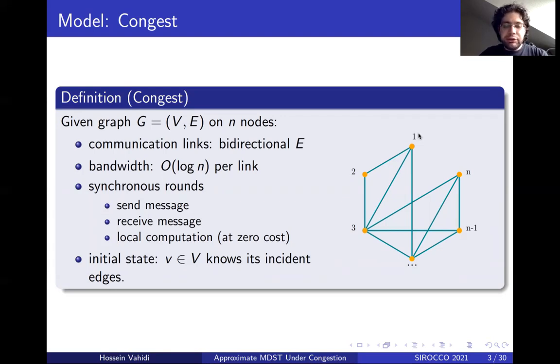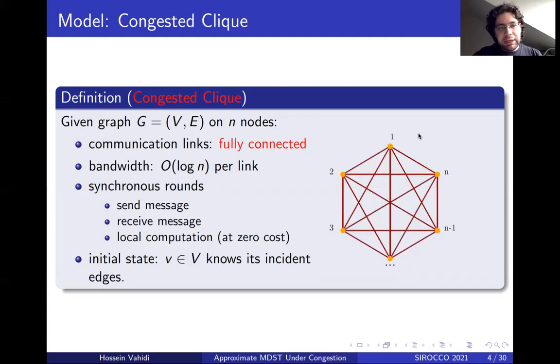Initially, each node only knows about its incident edges in the graph, and depending on the problem that we're solving, we require the nodes to know their own part of the solution. For instance, in our MDST problem here, we want each node to know which of its incident edges are inside the final MDST. We define congested clique as a variant of the Congest model. The only difference here is that the communication graph is different from the underlying graph, and it is fully connected.